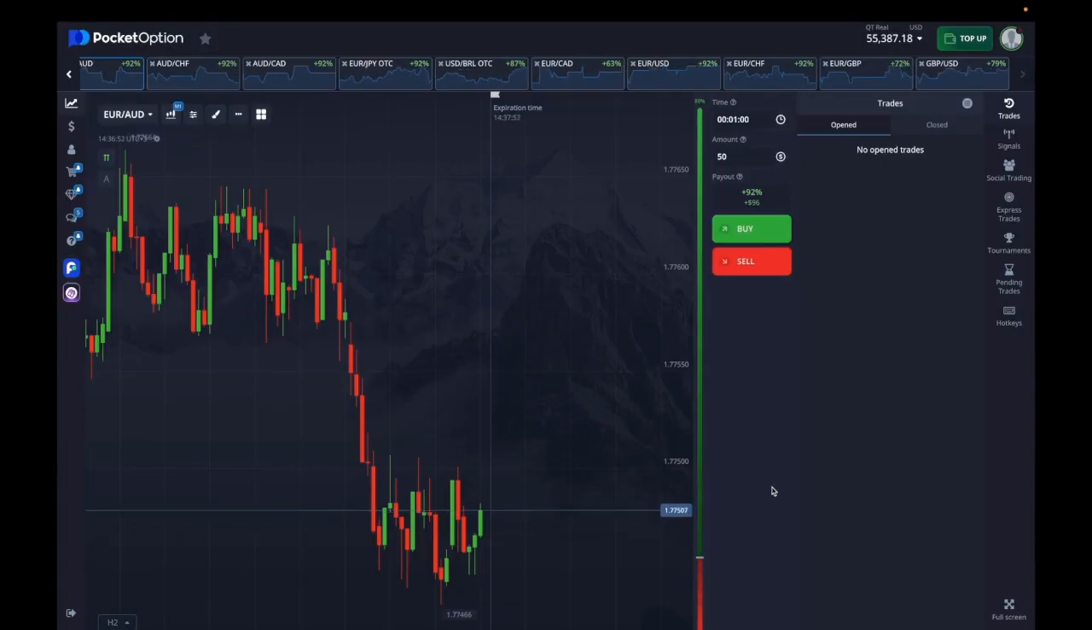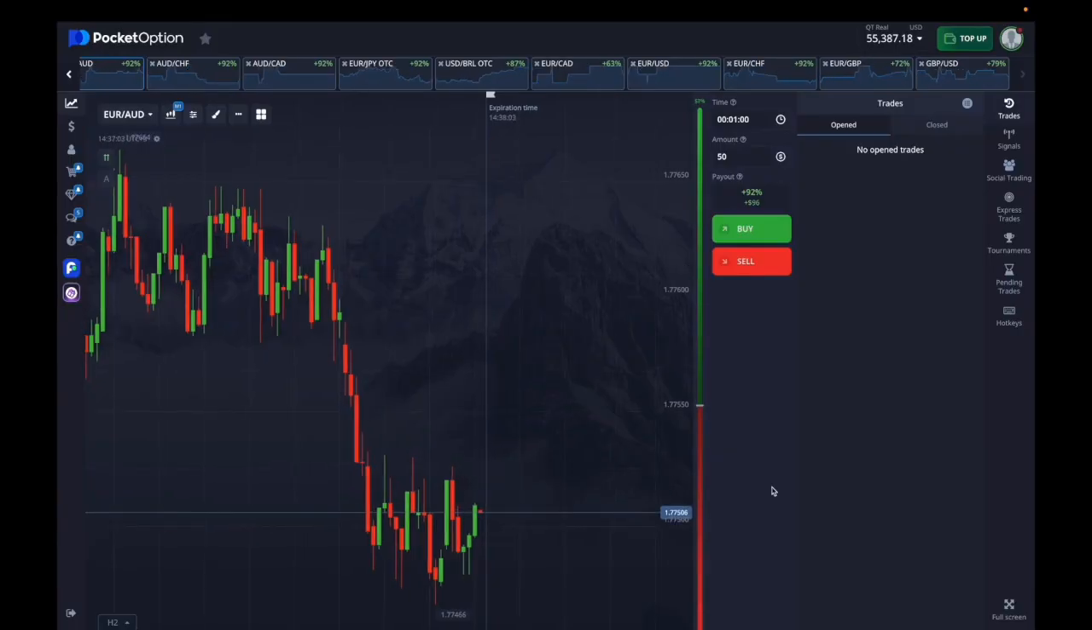RSI or Relative Strength Index is a momentum indicator that helps determine how strongly and quickly an asset's price is changing. As a rule, its value ranges from 0 to 100 and is perfect for finding entry points, especially in our short-term trades.